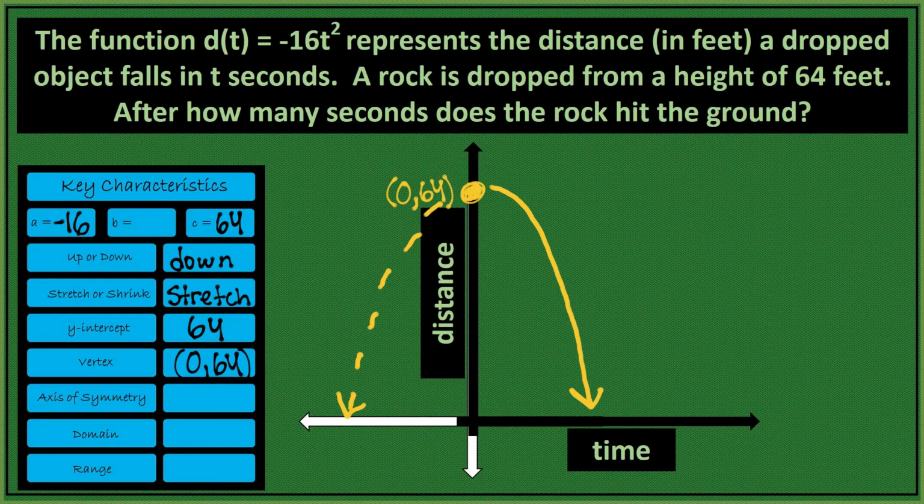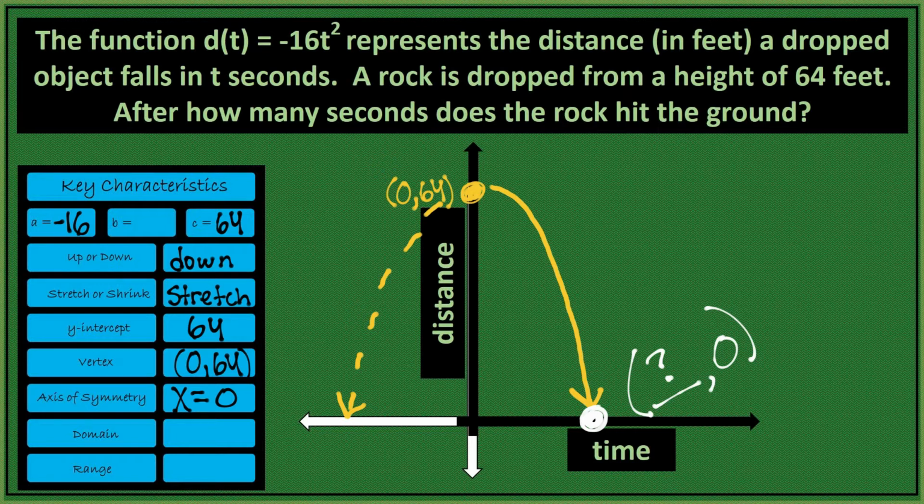Now, our axis of symmetry is going to match the x-coordinate of the vertex. So our axis of symmetry is x equals 0. For our domain and range, we're going to come back to that at the end of the problem. For now, what we need to concern ourselves with is this point on the graph. That point on the graph is the amount of time that has passed for the rock to get to a height of 0. So what does that mean about our problem? How are we going to find that time? How are we going to solve for t?